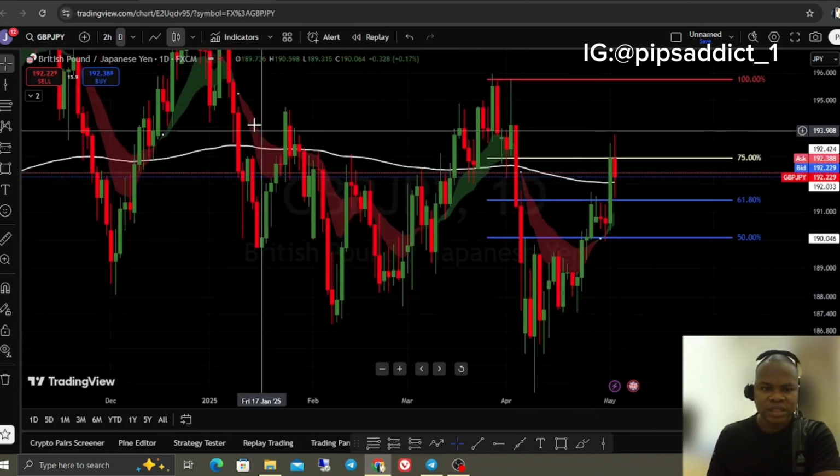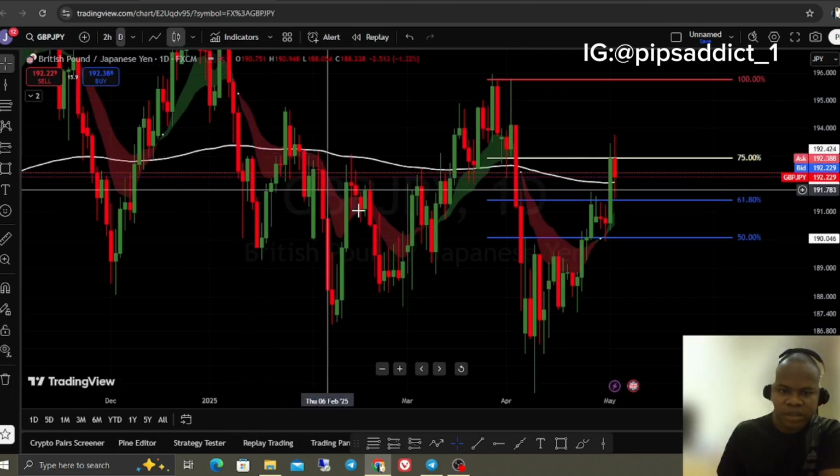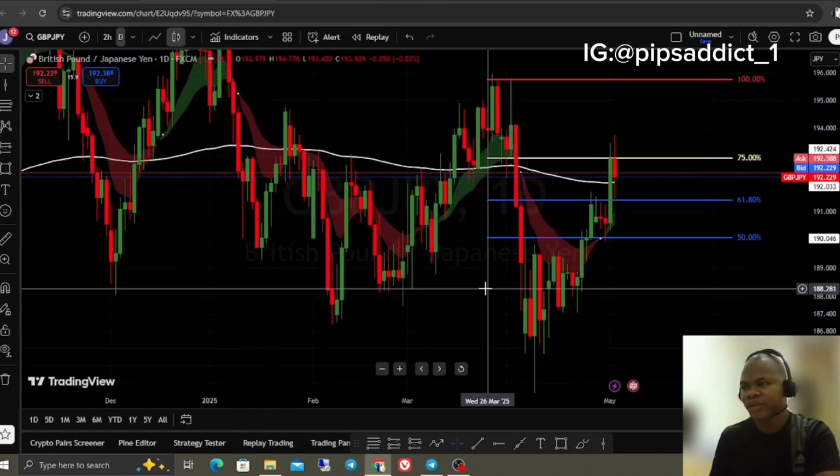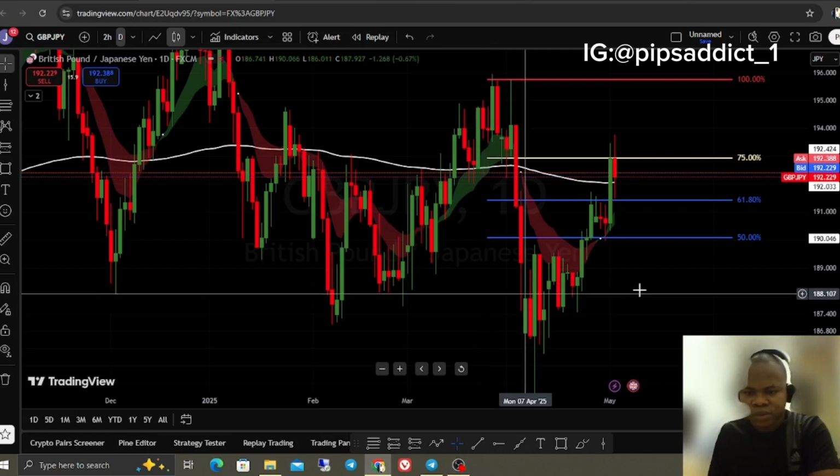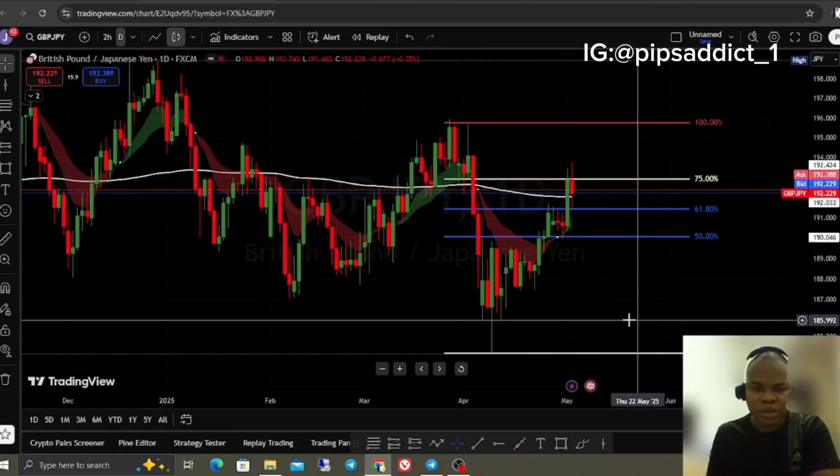And guys, this is the indicator I was telling you about, this cloud indicator. It's a combination of the 9 EMA and the 12 EMA. Maybe I'm going to do another video to explain how I use it. So let's just look at the trade I took this week.